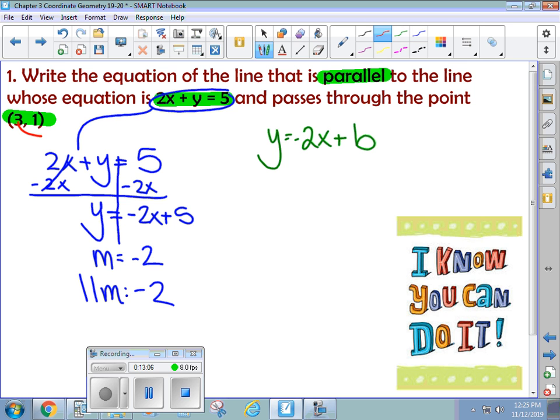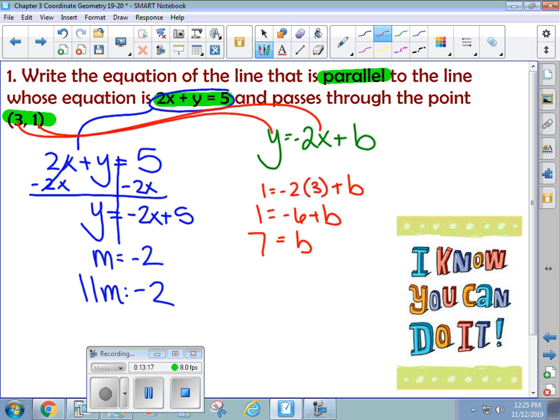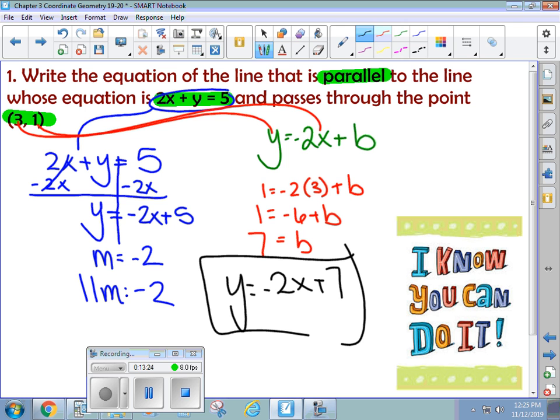All right, I'm going to put 3 in for x, 1 in for y. 7. I'm hearing 7. So y equals negative 2x plus 7. Questions? Okay, good. Do the next one then.